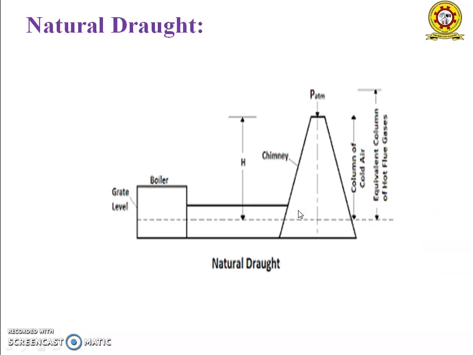In that, the first one is natural draught. Natural draught is used in boilers of smaller capacities. Natural draught is created by the difference in weight of a column of cold external air and that of a similar column of hot gases in the chimney. This system depends upon the height of the chimney and the average temperature of the gases in the chimney. Natural draught is obtained by the use of the chimney.